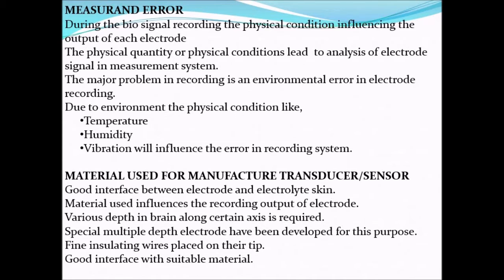First one is measurement error. During biosignal recording, the physical condition influences the readings, for example the temperature. The physical quantities or physical conditions lead to errors in the analysis of the electrode signal in the measurement system. The major problem in recording is the environmental error in electrode recording. What are the environmental errors? Temperature, humidity, vibration. Here are some examples.